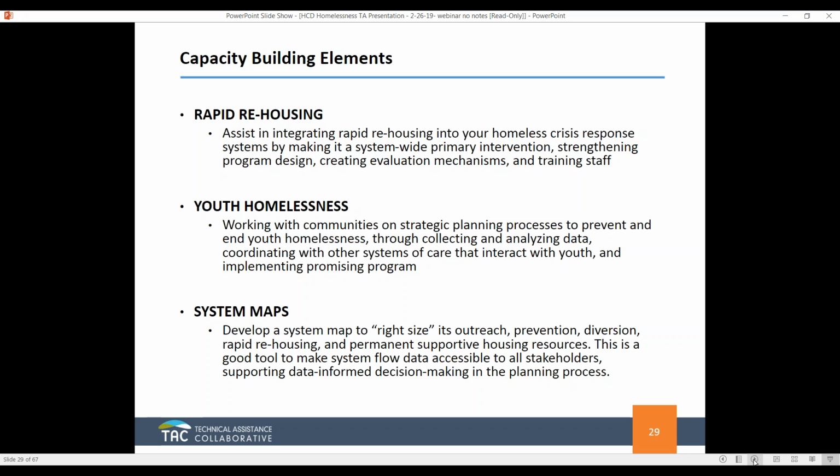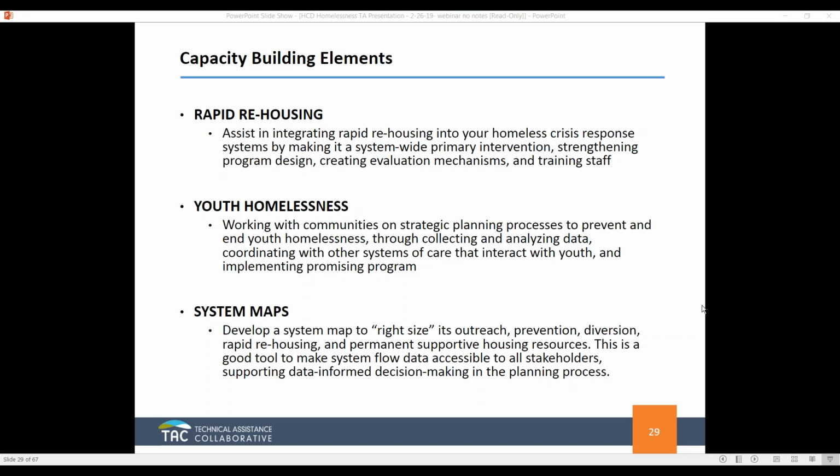Okay, rapid rehousing. The idea that rapid rehousing is really a system-wide process and not program by program, and helping folks, communities and CoCs strengthen the program design and create evaluation for your rapid rehousing. And sometimes that has a lot to do with training staff or even getting buy-in from staff. Youth homelessness, we can help work with communities on the strategic planning process around preventing and ending youth homelessness.